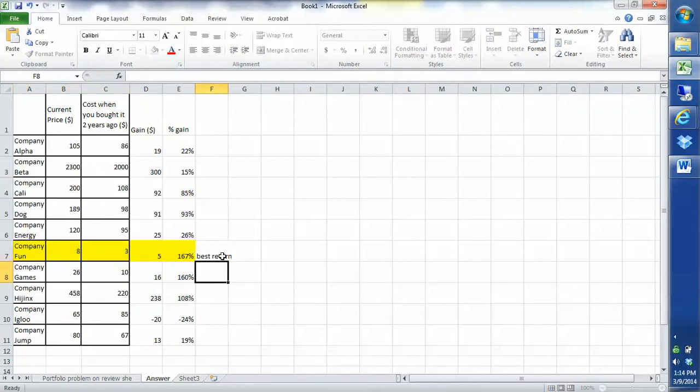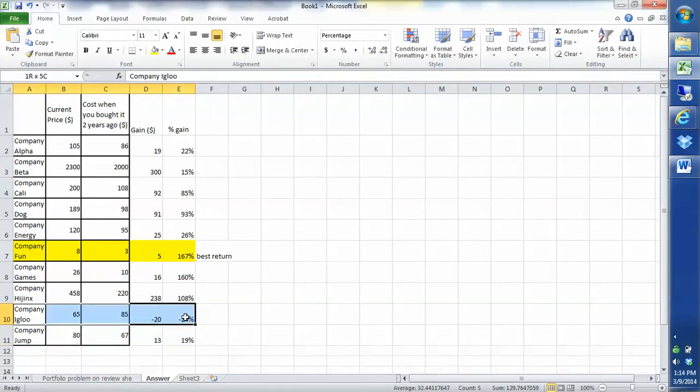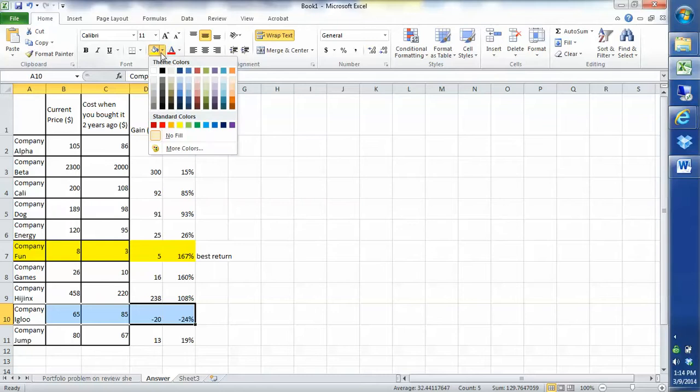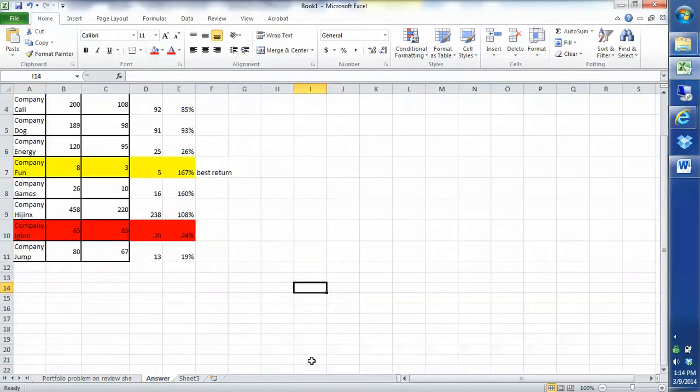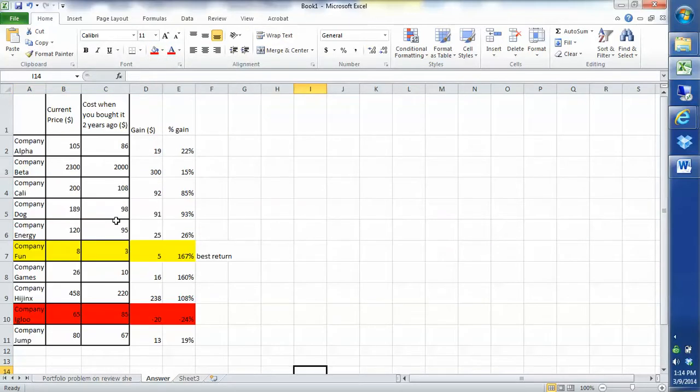Best return. Let's look for our worst return. That's pretty easy. That was this one where we took our $65 that we could sell it for now minus our cost. We lost $20 on it. We take our $20 divided by our original cost and we get a negative 24%. So for sure that one is our worst one. We'll highlight that in red. Not so good.